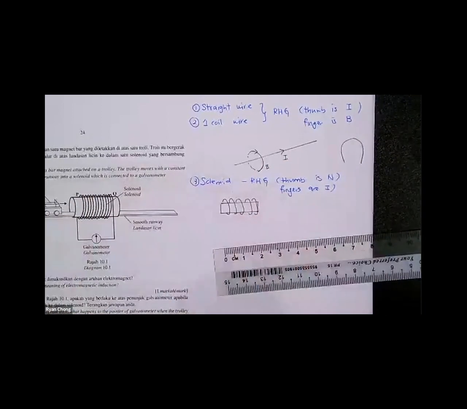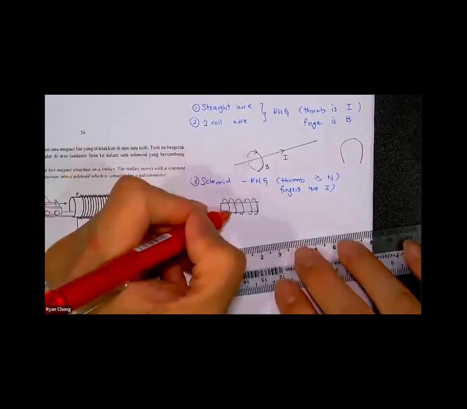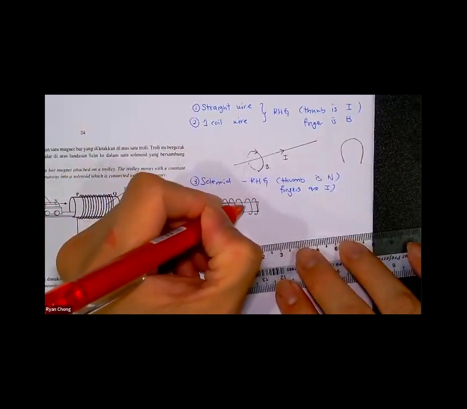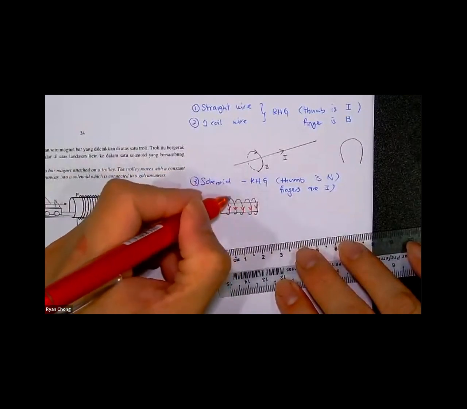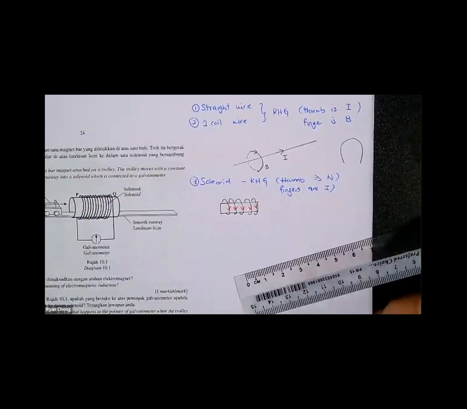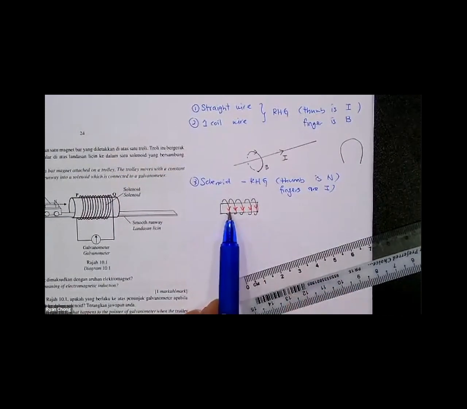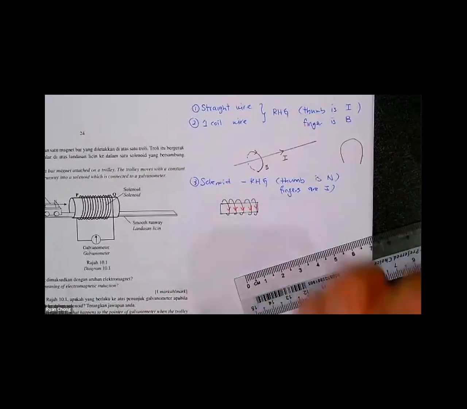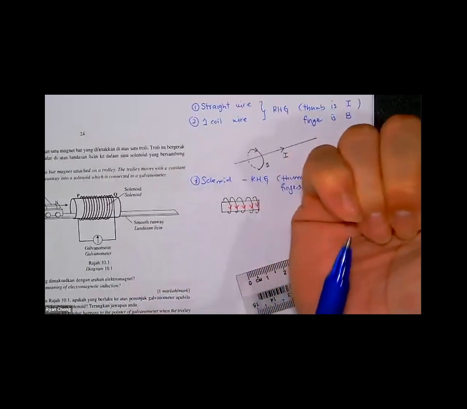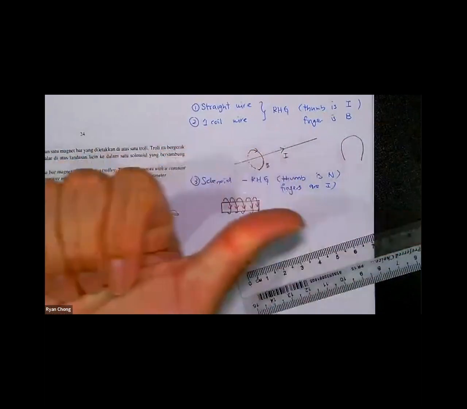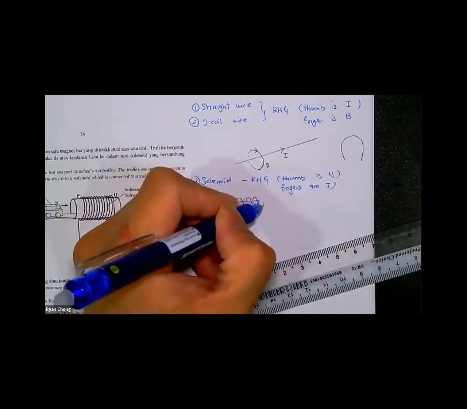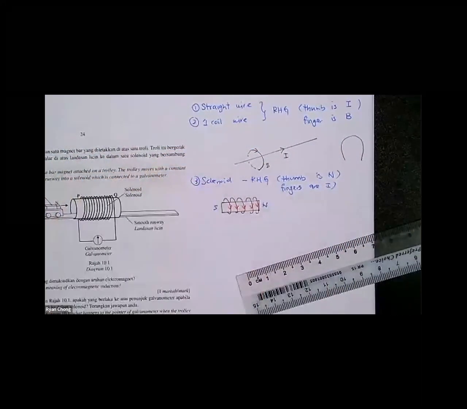So let's say the current comes in this way, the current flows down like that. Which part of the solenoid will be the north pole? You see, the current points down. This is a solenoid, so the fingers will be the current. Your fingers point in the same direction as the current, down. When you point down, your thumb is pointing to the right side. So this is north, this is south.